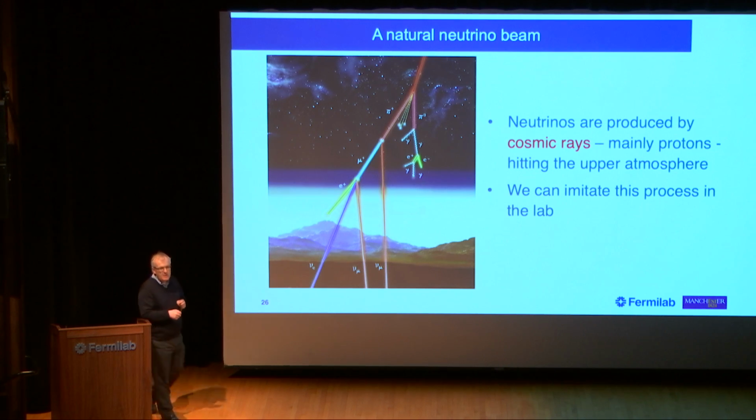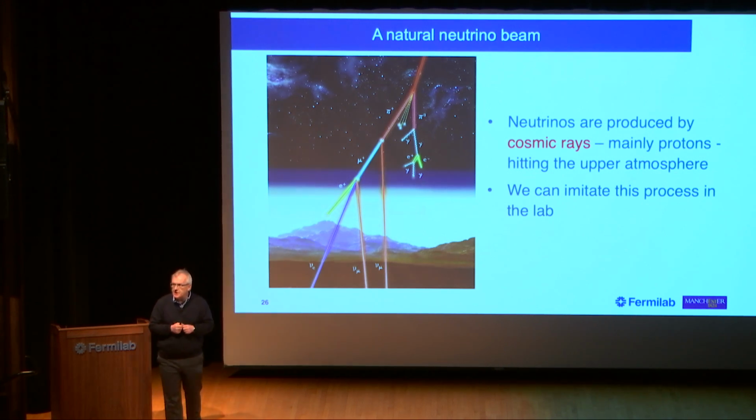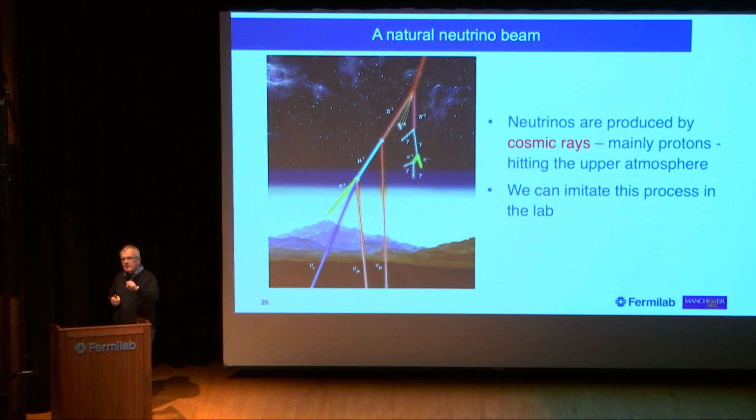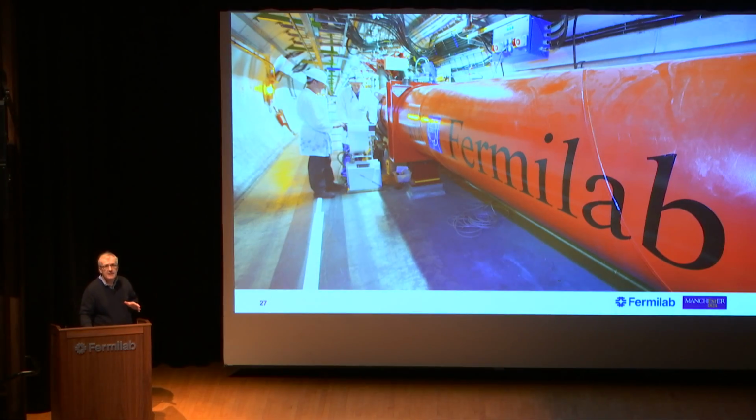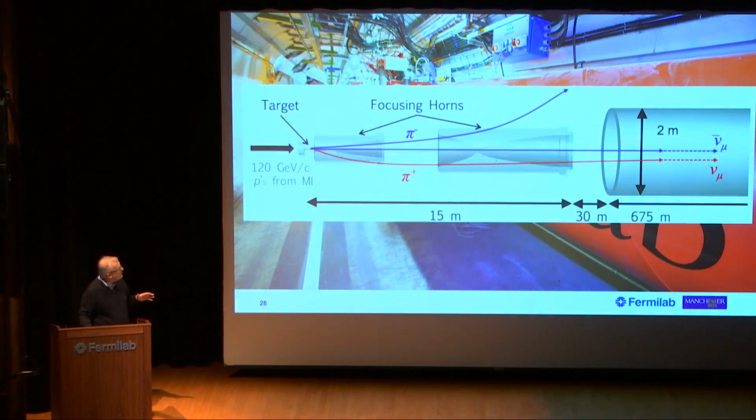Now, how do we make neutrinos? We imitate nature, because there's another source of neutrinos which bombards us all the time. It's from cosmic rays. Cosmic rays are protons that hit the upper atmosphere, produce pions, another particle. They decay into muons, and they decay into neutrinos. This process we can imitate in the lab, and we do this with accelerators under controlled conditions here at Fermilab.